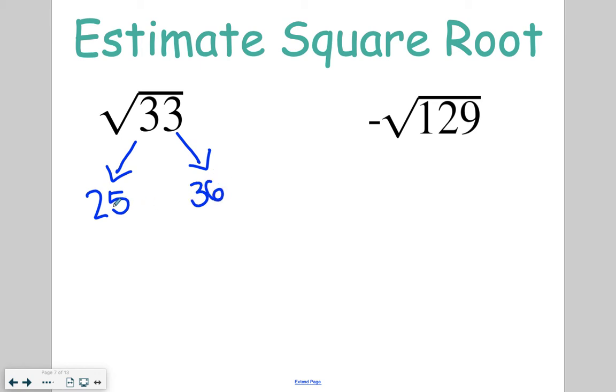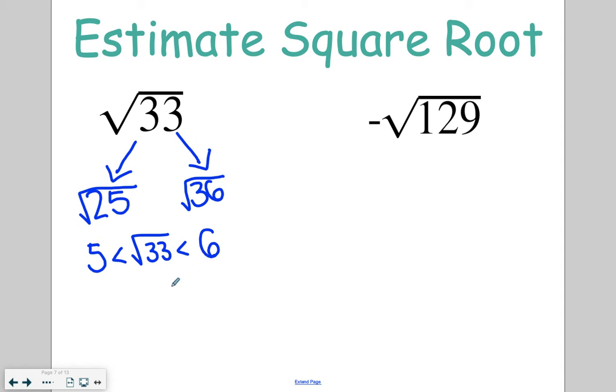So our estimate here is going to be that the square root of 25, so 5, is less than the square root of 33, whatever that answer is, which is going to be less than 6, because 6 is the square root of 36. So essentially what this is saying is that your answer is in between 5 and 6.